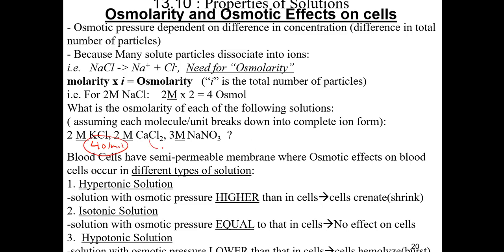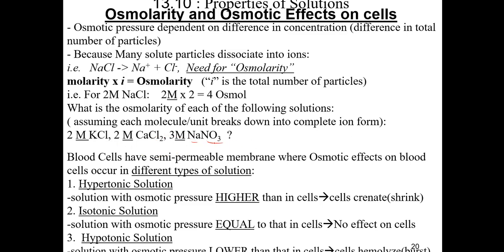The next one is calcium chloride. Calcium and chloride break up into 3 particles. Let me just go ahead and write it out. 1 calcium and 3 chlorides. So it's going to be 2 times 3. So it's got an osmolarity of 6. So it's 6 osmol units.